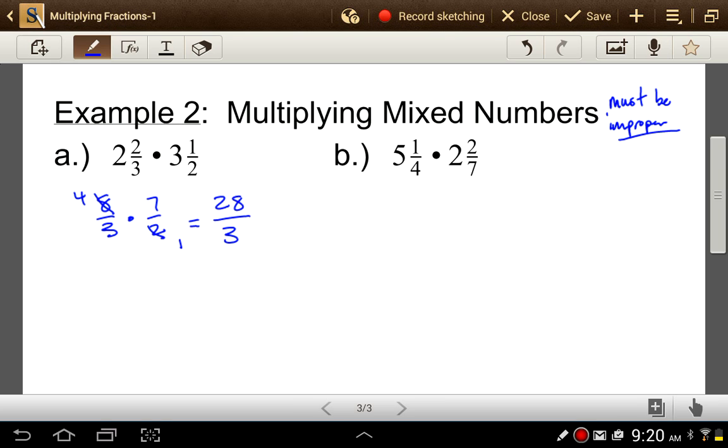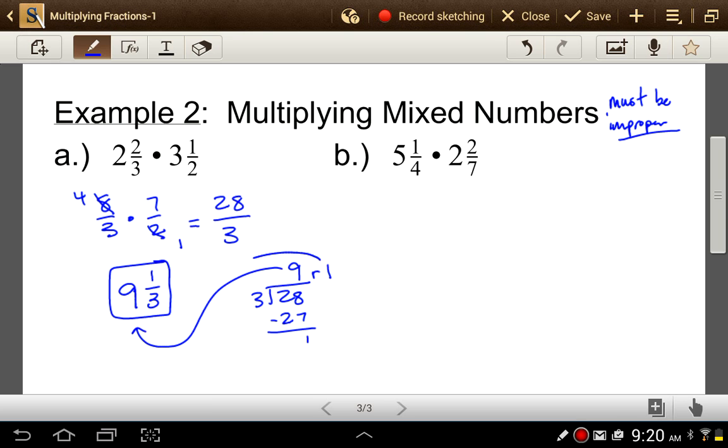Okay, and then I cannot leave things as improper, so now I have to convert it back to a mixed number. So I divide them. 3 goes into 28 9 times. That's my whole number. There's 1 left over, my remainder. So that's 9 1/3. Okay, if you don't remember how to do that, real quick, here's the work. Top in, bottom out. 3 goes into 28 9 times with a remainder of 1. Okay, 9 and 1. Denominator stays the same, thirds.